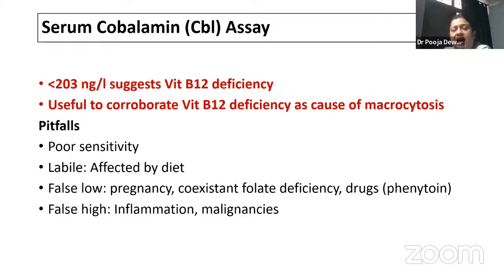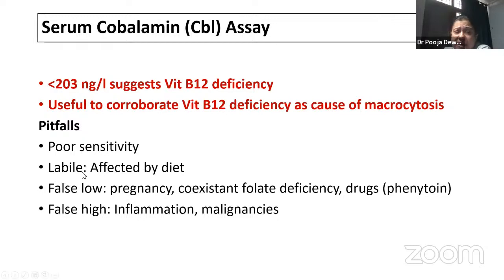You must have clinical pointers and presence of macrocytosis, which will help you confirm B12 deficiency as a cause, unless you have normal RBCs with normal MCV but have neurological symptoms. Now, the pitfalls of this test are that it is not a very sensitive test. As I told you, even in neurological manifestations, MCV is not a good pointer. Sometimes even cobalamin can be normal in patients with hematological presentation.